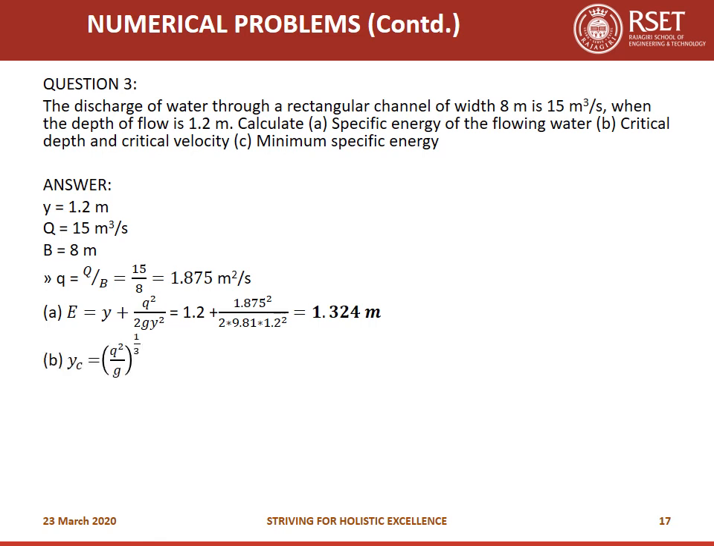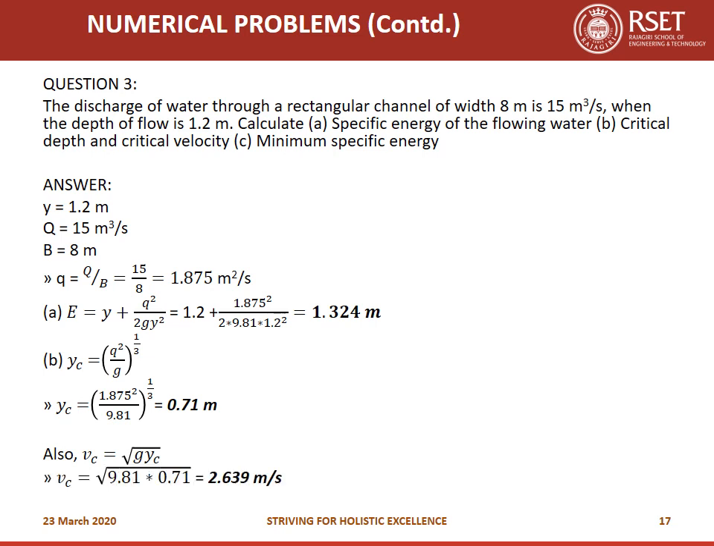Second part of the question asked me to find out the critical depth and critical velocity. Both of the terms, I know the formula. Critical depth is q squared by g raised to 1 by 3. Data is available with us. So YC comes to 0.71 meter. Now you need to know YC to calculate the critical velocity. Critical velocity formula is root of g YC. I end up getting the answer to be 2.639 meter per second.